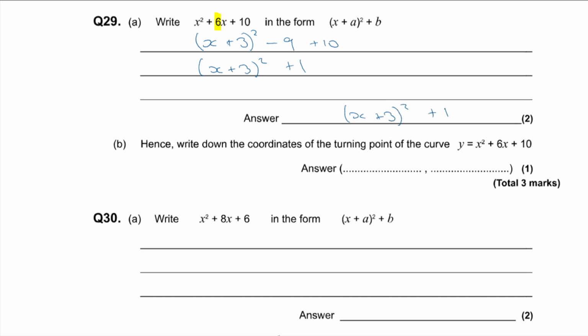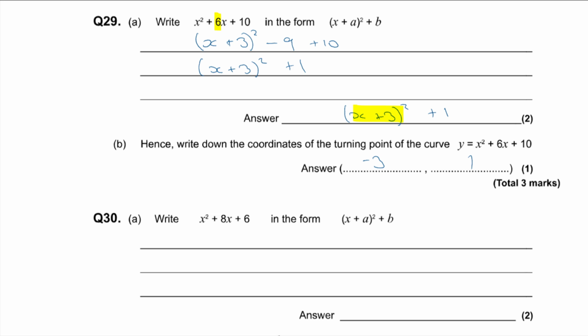Hence, write down the coordinates of the turning point. So what value of x makes this bracketed part 0? Well, it's going to be 0 when x is minus 3. And when that bracket is 0, the y value will be 1.